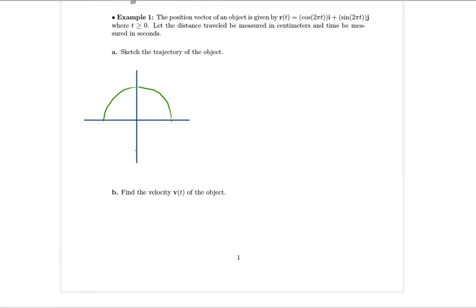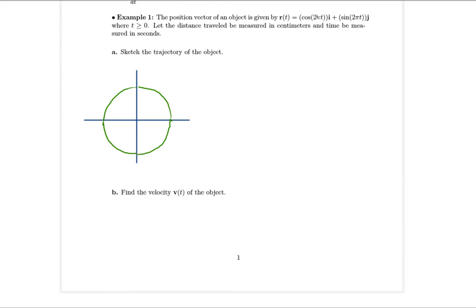This is not the best circle I've ever drawn, that's for sure, but you get the idea here. All right, so this is what we're going to claim is the trajectory. Now let's make sure that this does in fact make some sense.